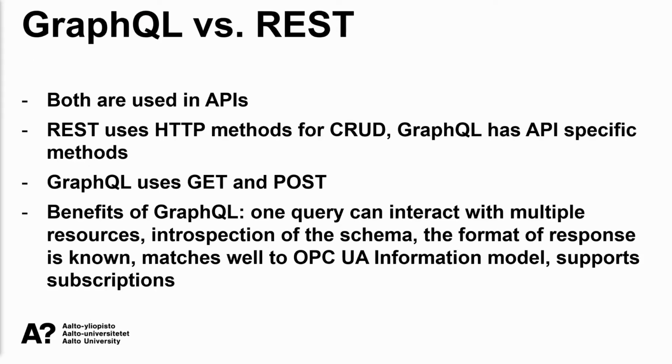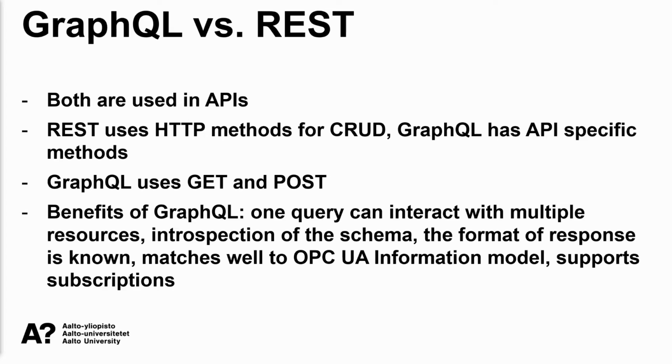What are the differences between REST and GraphQL, and why did we implement a GraphQL interface instead of REST? Both GraphQL and REST are used in APIs. REST is actually an architectural style, but HTTP APIs are often called REST APIs, even though they seldom follow the architecture completely. REST uses HTTP methods to implement create, read, update, and delete operations, whereas GraphQL has API-specific methods. Queries to a GraphQL API can be sent using HTTP GET or POST requests.